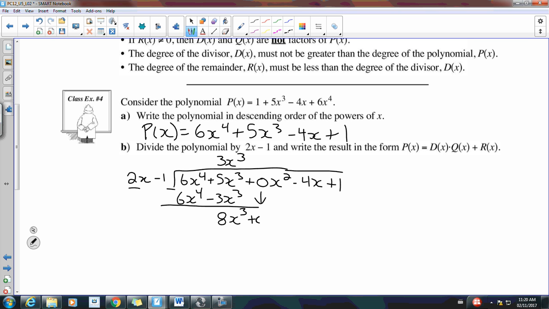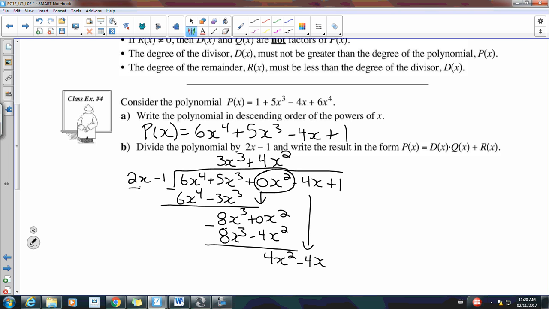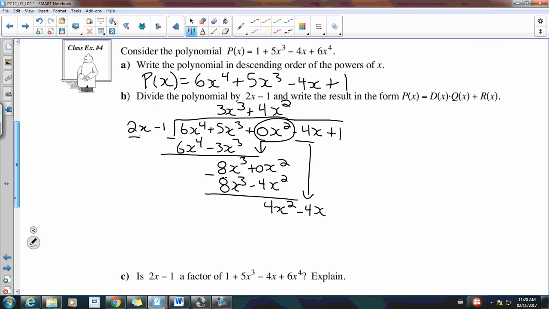We now bring down the 0x squared. We repeat the process. What times 2x gives us 8x to the 3? Well, that would be plus 4x squared. I'm lining up my x squared terms. 4x squared times 2x is 8x cubed. 4x squared times minus 1 is minus 4x squared. And then we subtract. So we now have 4x squared minus 4x. If we hadn't added in this 0x squared term, we would have been trying to subtract 4x squared times minus 4x, which would have been a little confusing.